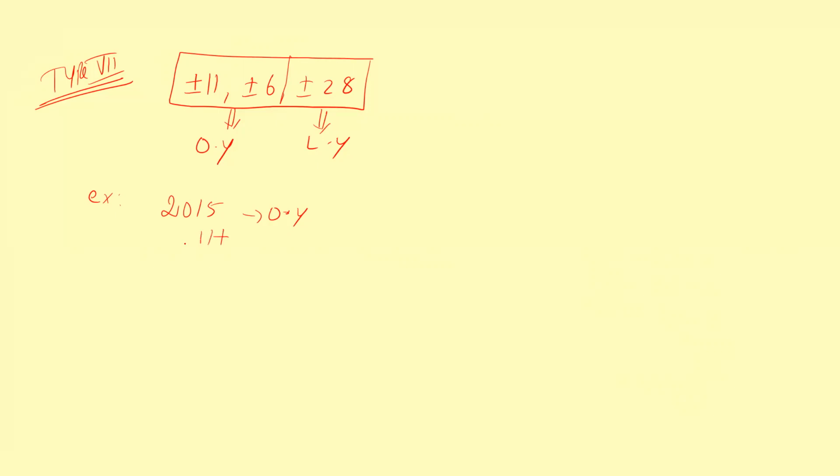Just add 11. So if they ask in future, when they can ask, it means add 11. If they ask in past, when it was used, it means you want to subtract 11. Now we can find in future. 2015 plus 11 is what? 2026. So now you want to check whether this is an ordinary year or leap year.